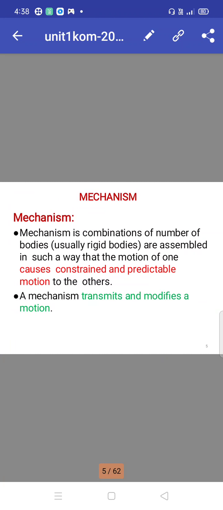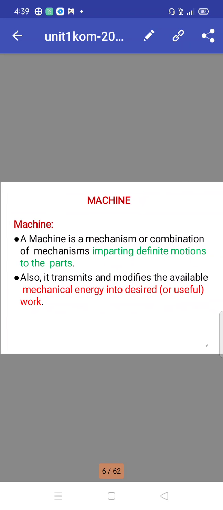Then in our kinematics of machinery, we start with the topic mechanism. So what is a mechanism? It is a combination of a number of bodies, usually rigid bodies, assembled in such a way that motion of one causes constrained and predictable motion to the others. It transmits and modifies the motion. That is a mechanism.